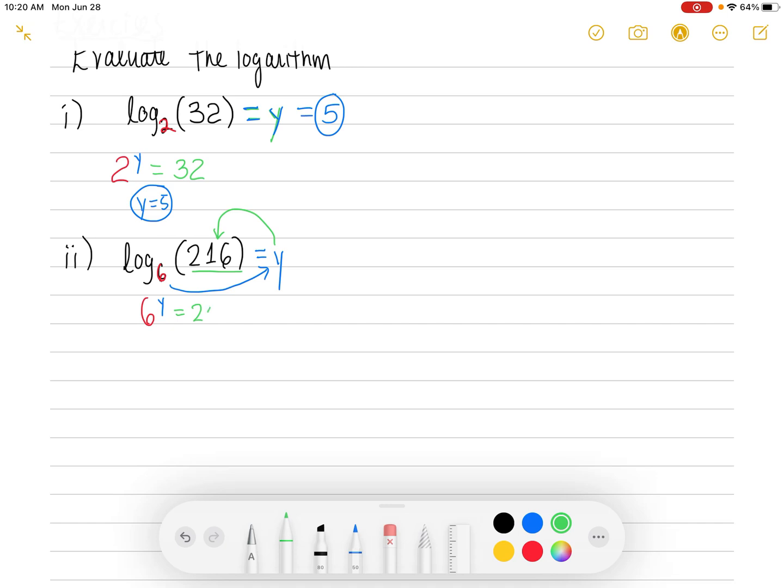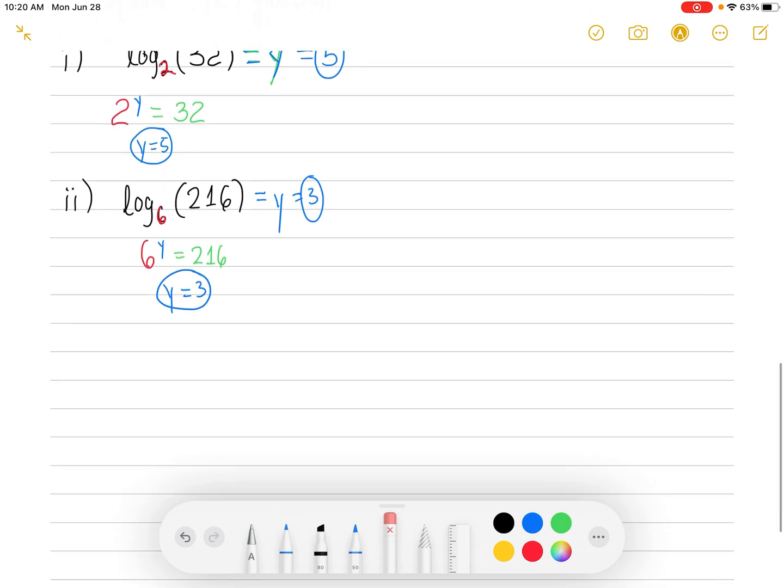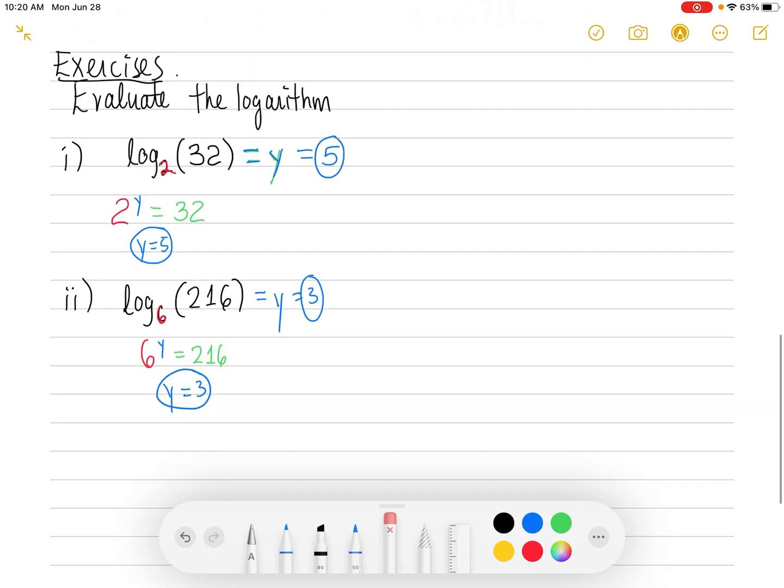I don't know what my y value is. I'm going to start with the exponential base of 6. So we're going to have 6 to the y power equals 216. And if you think about that long enough, you'll figure out that y here is 3. If I multiply together 6 3 times, I'll get 216. 6 times 6 times 6, 216. So the answer here is log base 6 of 216 is 3.